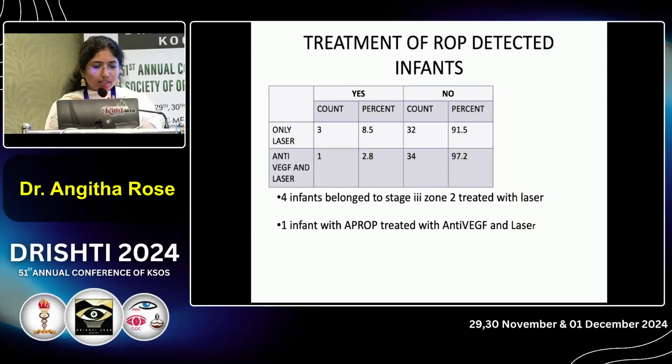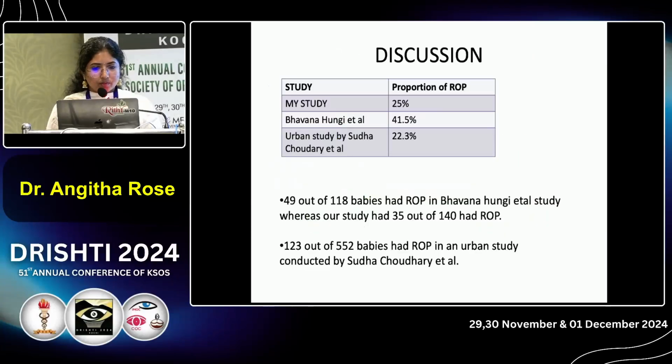Treatment given for ROP-detected infants: 4 infants who belonged to stage 3 zone 2 were treated with laser. 1 infant with AP-ROP was treated with anti-VEGF and laser.